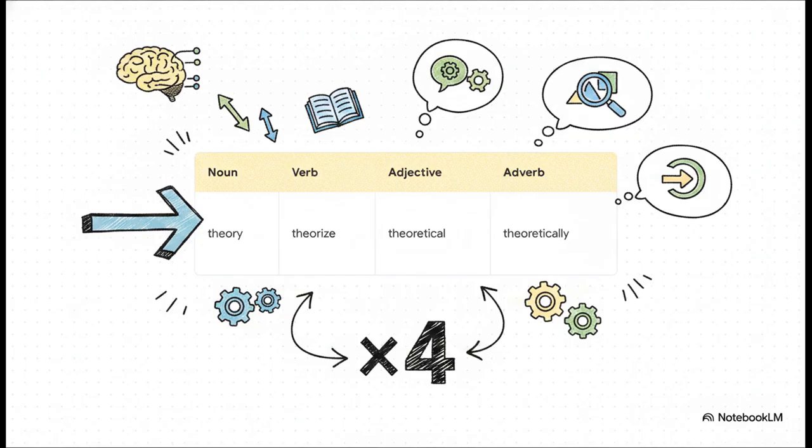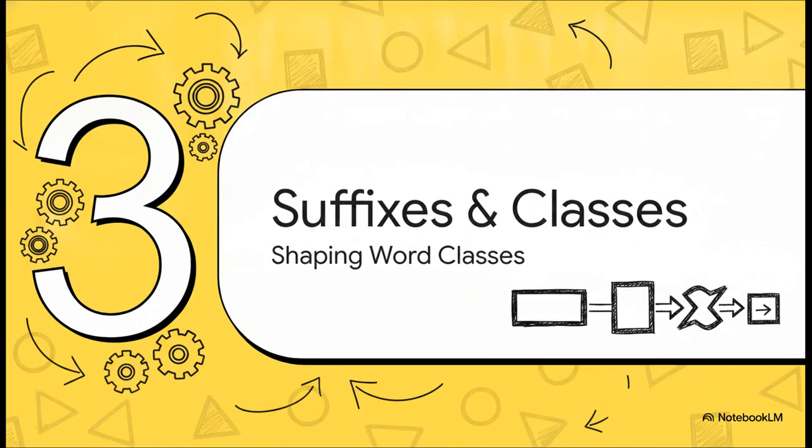This really perfectly illustrates the math behind our little hack. By learning just the single root concept of theory, which is our noun, you automatically multiply your vocabulary into 4 distinct grammatical forms. Boom, you instantly gain the verb theorize, the adjective theoretical, and the adverb theoretically. Once you start recognizing these patterns, you are literally multiplying your vocabulary with almost zero extra effort. It's pretty amazing. Okay, up next is Section 3, suffixes, shaping word classes.